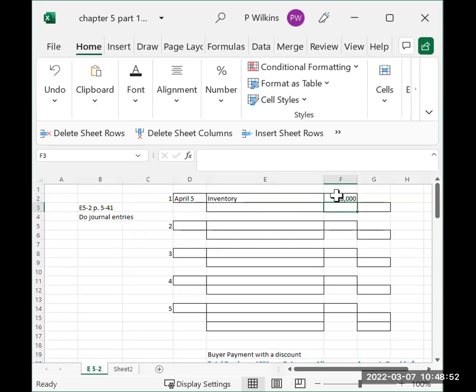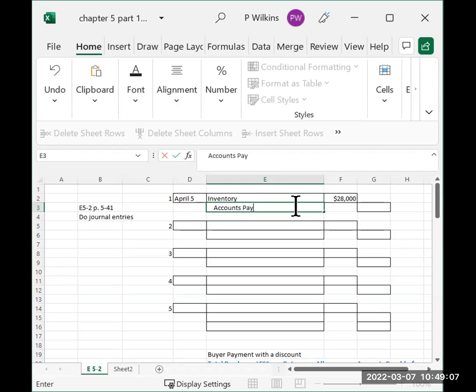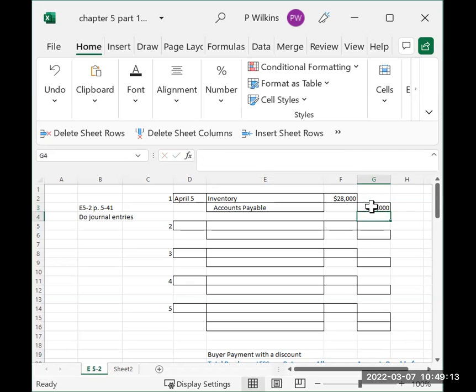Okay. What else did we get? Well, we got a bill. We're going to have to pay it. We're liable to pay it. Liability, it's an accounts payable. We know that because it gives you the terms, and it also says we bought it on account. So we are going to credit accounts payable to make that go up, $28,000. So that's an example of a purchase as the buyer.